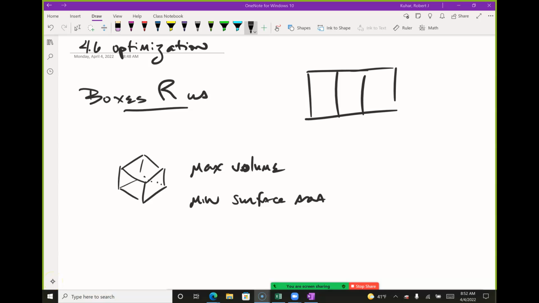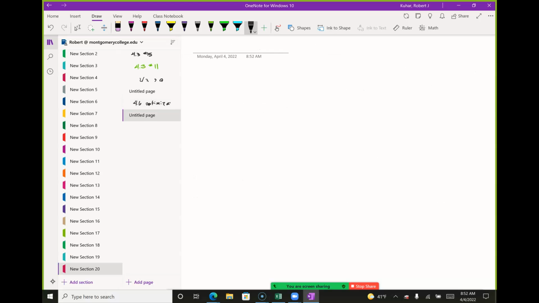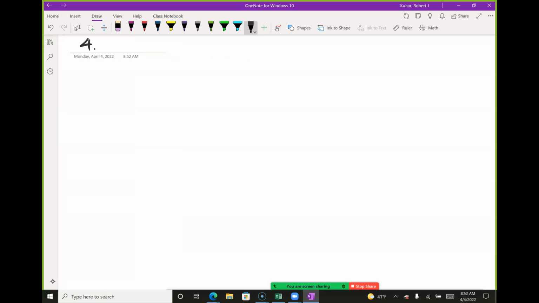So let's do a problem. This is for optimization, right? This is number 5 in the textbook, so 4.6, number 5. It says find the dimension of a rectangle with a perimeter of 100 meters.